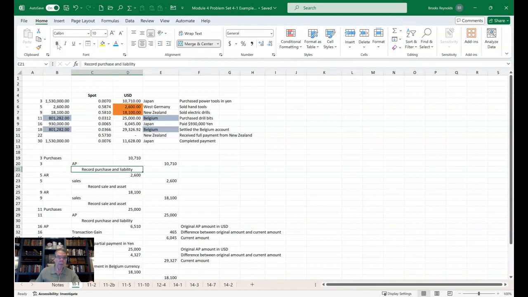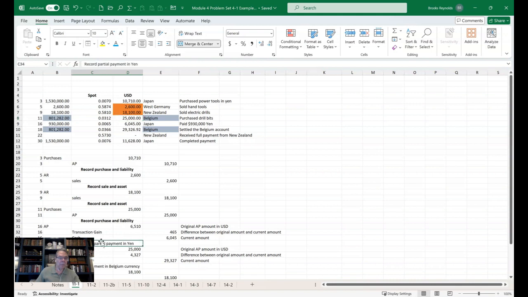All right. Let me bold these just to make it a little clearer. So again, the first one we recorded in dollars, but we're actually talking yen. The next two are dollars. So then on the 11th, we again purchased in Belgium. So we are going to owe 801,282 Belgian, whatever the currency is. I think it's listed, but I don't have the problem up right now. And on that date, 801,282 Belgian currency was worth 25,000 USD. So again, we're recording in USD.